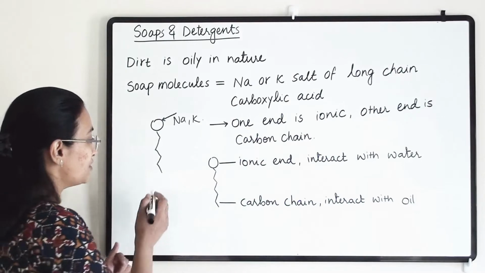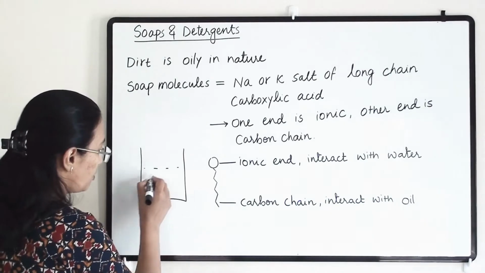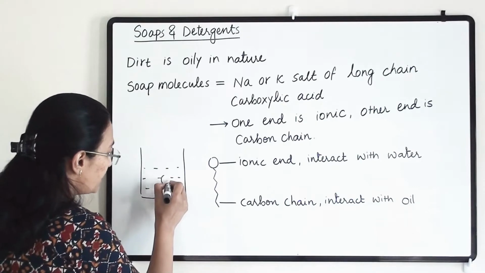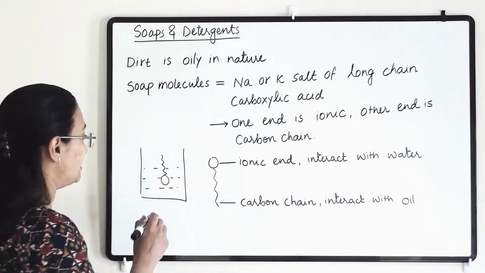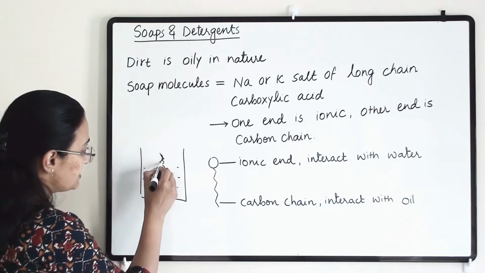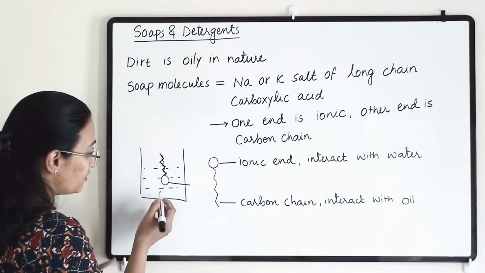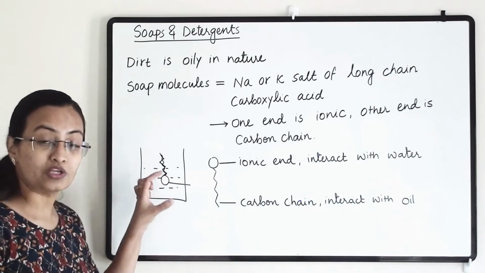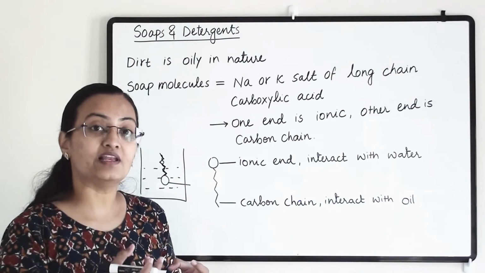Now the meaning of emulsion is this: when the soap molecule goes into water, this is our water. The ionic end will remain dissolved in the water, whereas the carbon chain which is interacting with the oil will remain outside. So the structure will be something like this: this is the carbon chain and this is our ionic end. The ionic end will remain dissolved in the water and the carbon chain will come out. So combined, these molecules will form an emulsion, so that it seems like the oil has dissolved into the water.